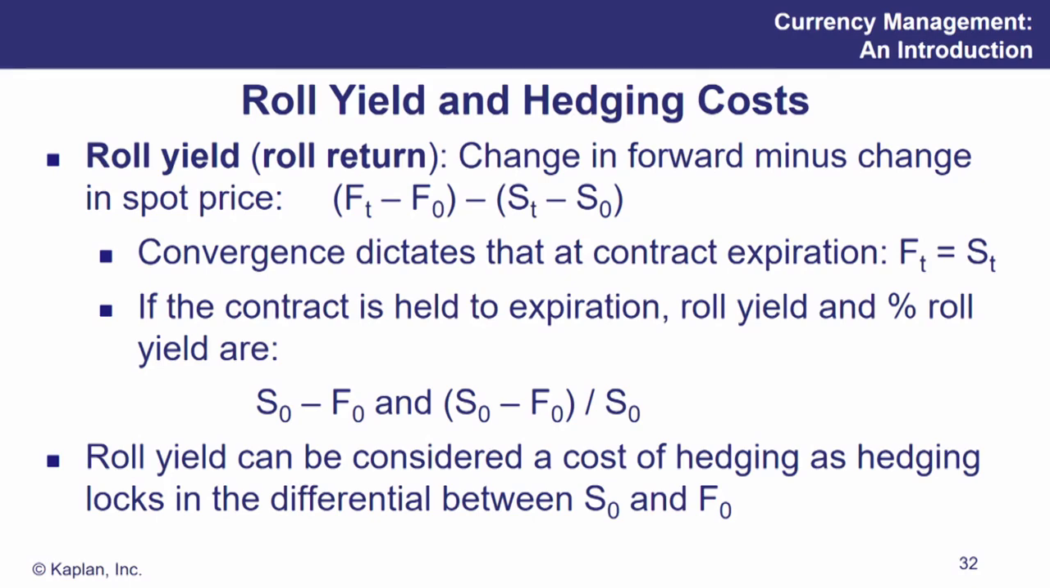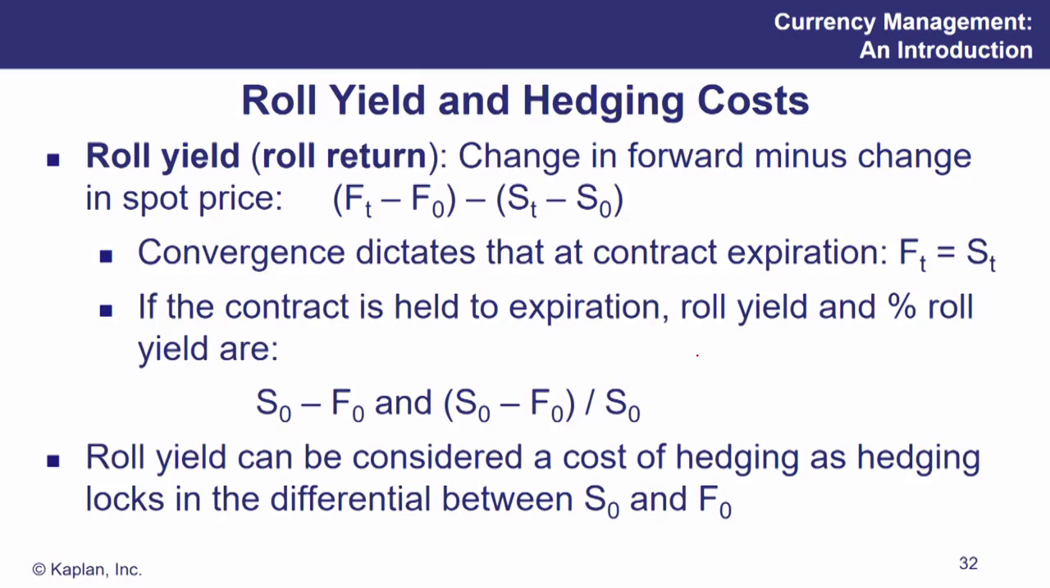Convergence dictates, remember, with forwards and futures, that at expiration the forward price and the spot price have to converge to the same point. If the contract is held to expiration, the roll yield is going to be the difference between the spot price and the forward price at time zero. That's the roll yield in dollar terms. In percentage terms, we take that term and divide it by S0. That's going to give us the percentage. Let me just give you a quick example, which you might want to jot down.